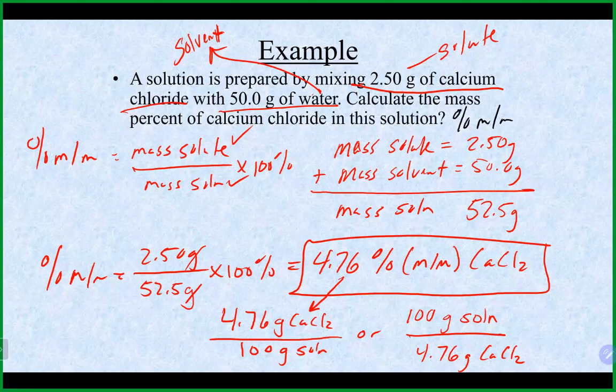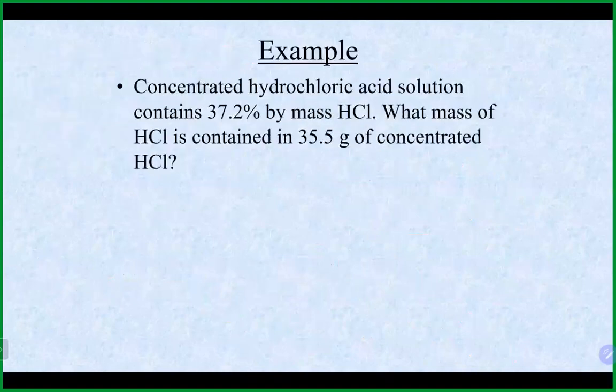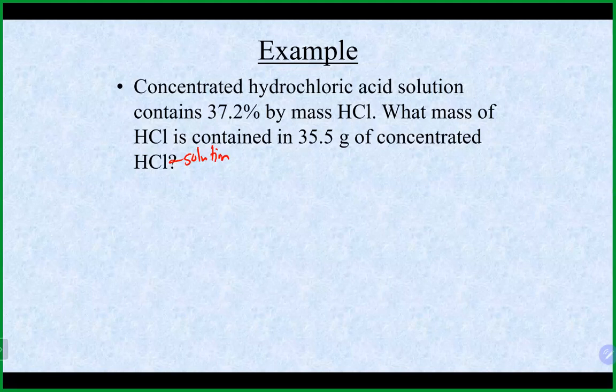Okay, so let's take a look at another one. Concentrated hydrochloric acid contains 37.2% by mass hydrochloric acid. What is the mass of HCl contained in 35.5 grams of the concentrated HCl? And by the way, that would be this. Okay, let's take a look.